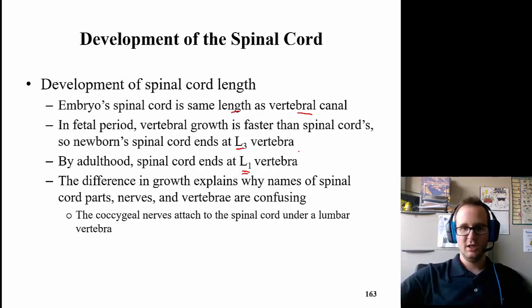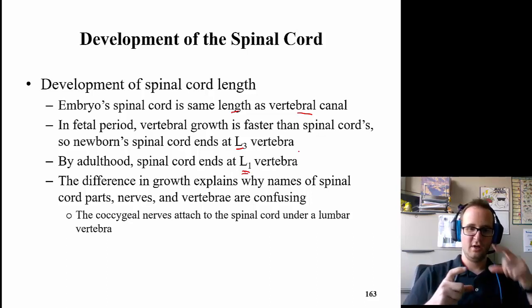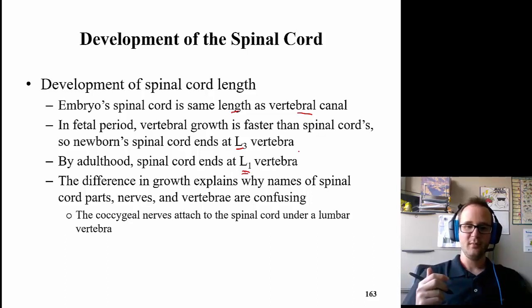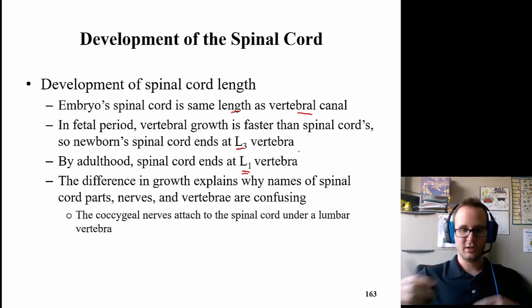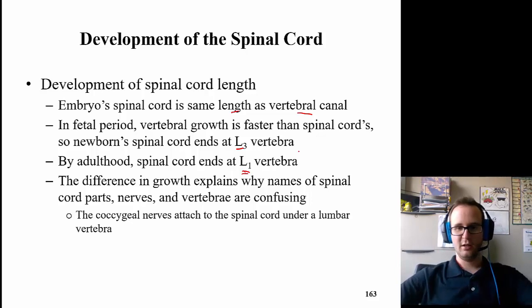which is going to be those nerves that go outwards. And so the rate of growth of the nervous tissue versus the osseous tissue is going to be why there is a difference in spinal cord parts corresponding to the nerves. And so that's why the spinal cord doesn't go all the way down to your coccyx. It stops there at the lumbar vertebra.